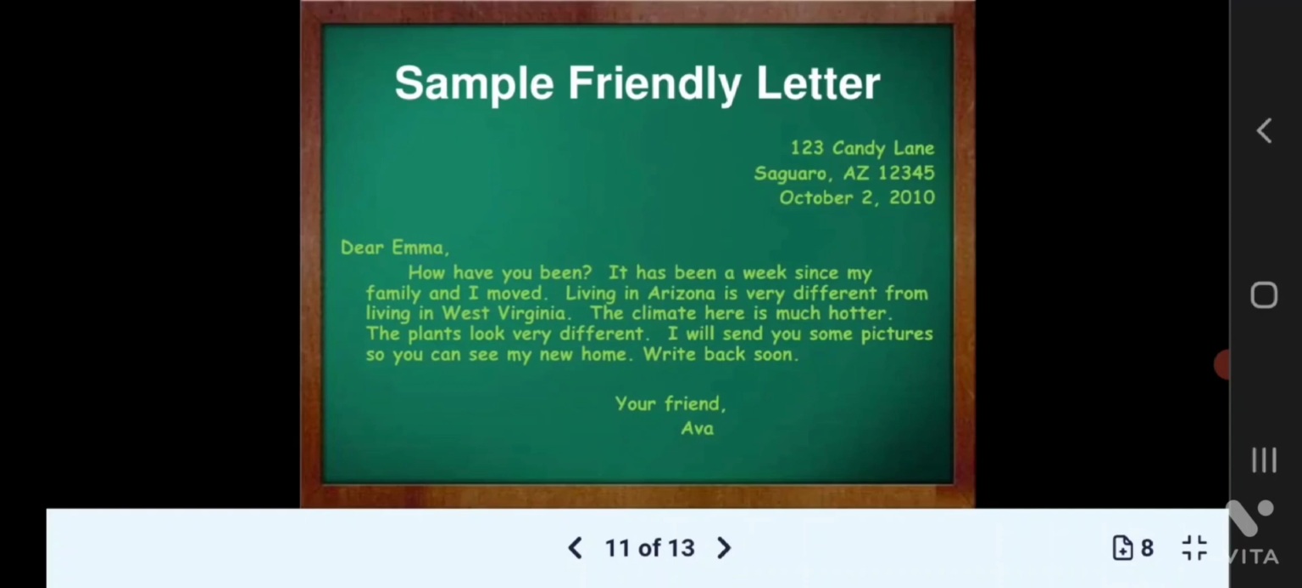Okay, so this is a very short, friendly letter, as you can see. Ava is trying to tell Emma about the things that happened to her while the family moved from one city to another. Isn't it great to write a friendly letter to your friend or to your family member or to anyone you know?